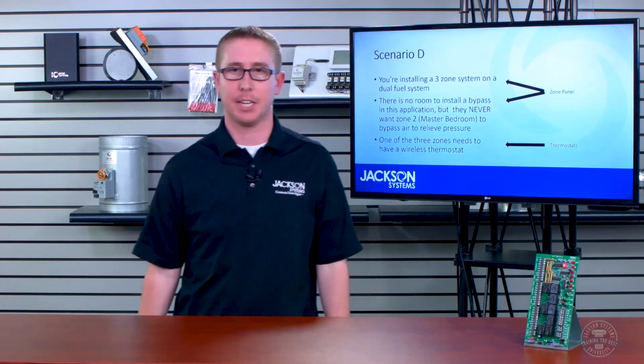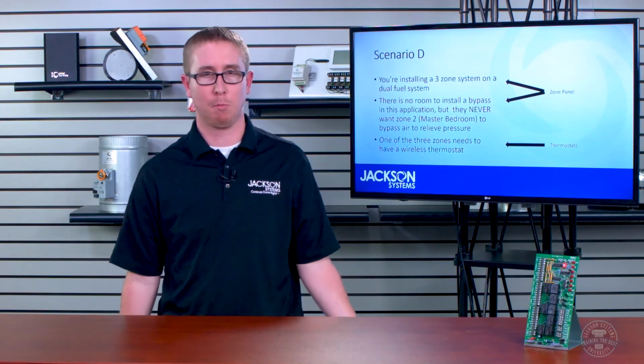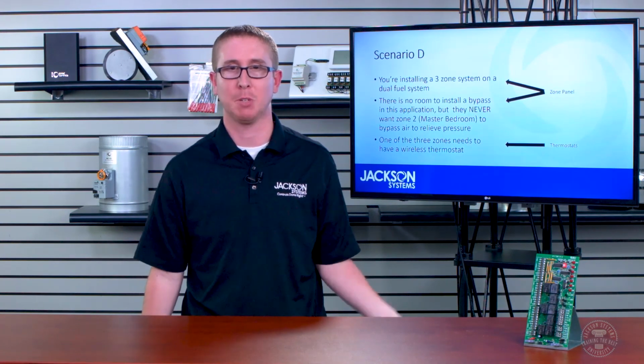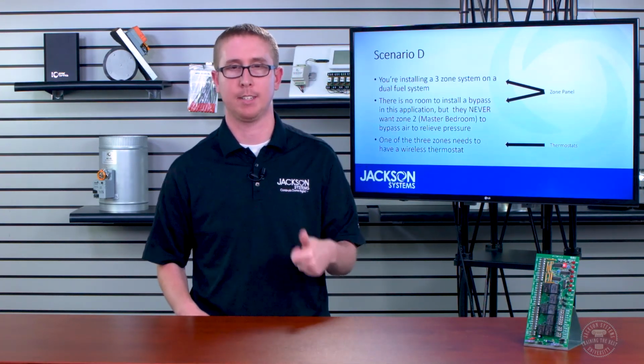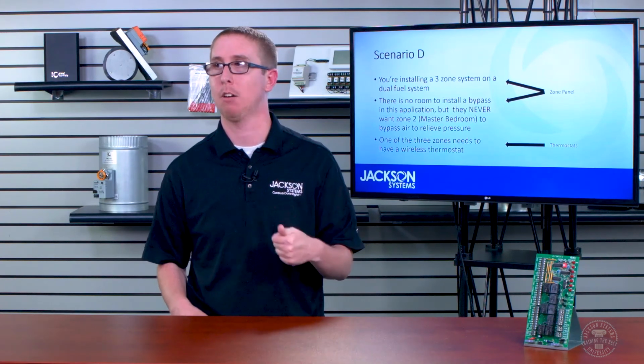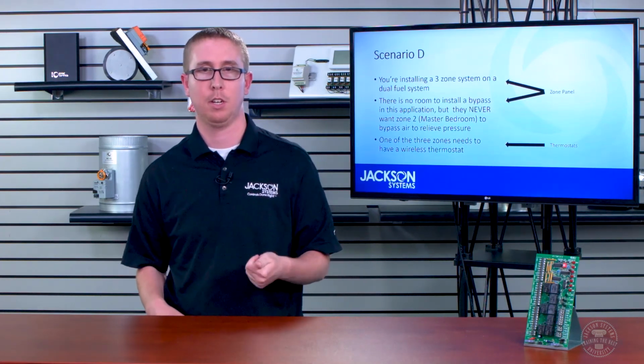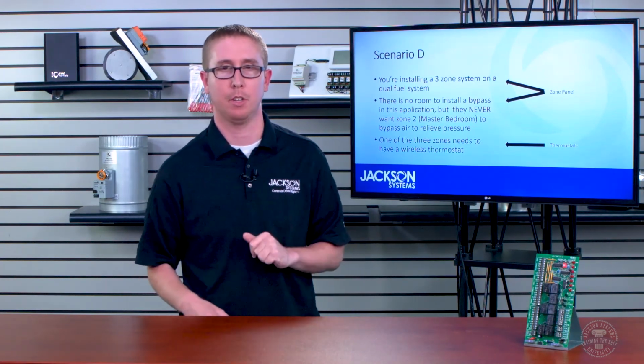So this is the last scenario, I believe, scenario D. It's a 3-zone system on a dual fuel piece of equipment. There's no room to install a bypass damper in this application, but they never want zone 2, the master bedroom, to bypass air to relieve the pressure. And last, one of the 3 zones needs to be wireless. They cannot run wires to that third zone, so it needs to be wireless.